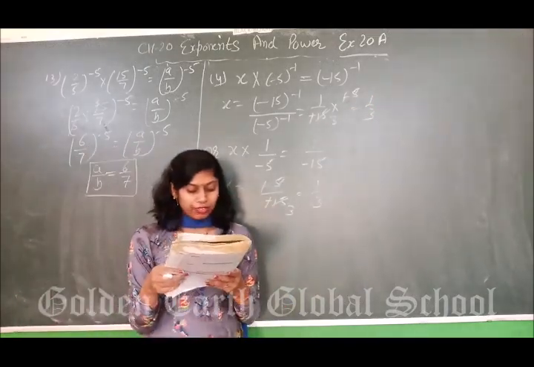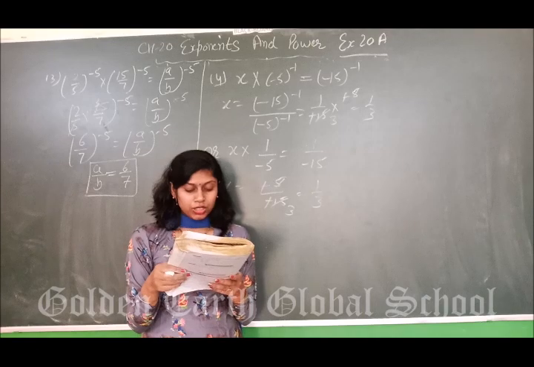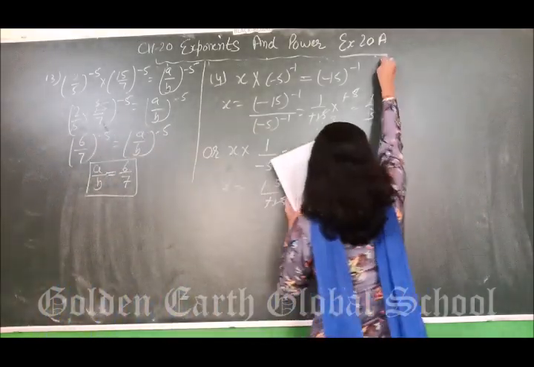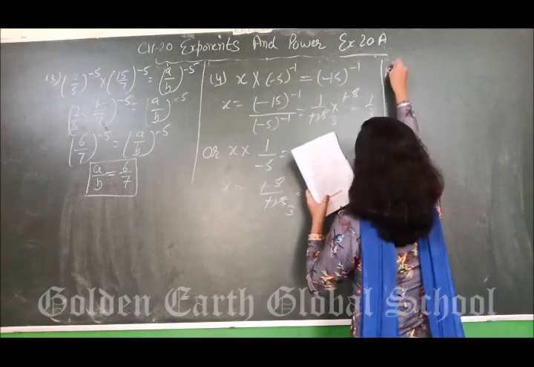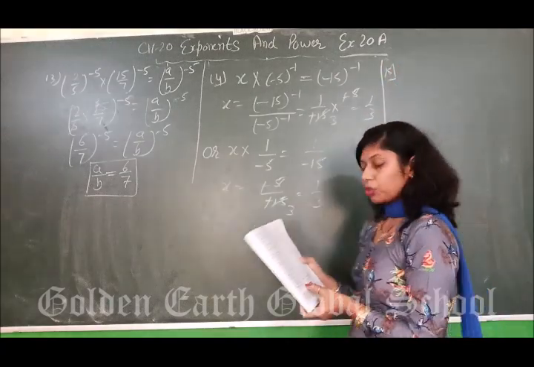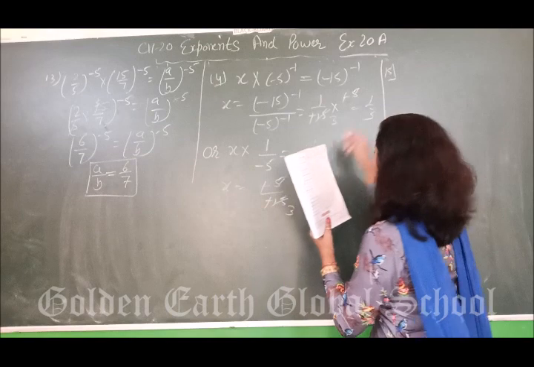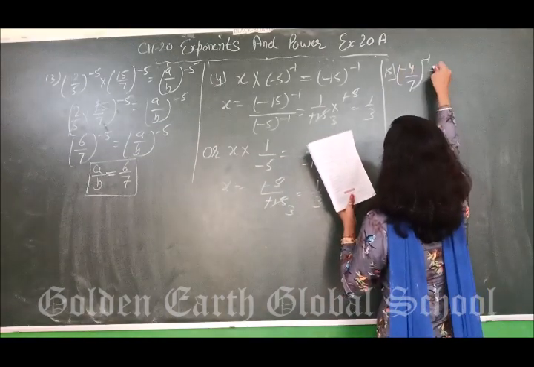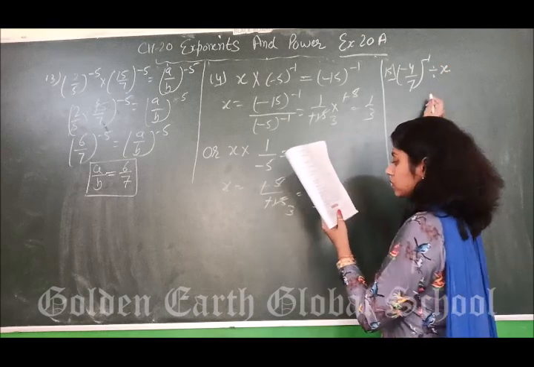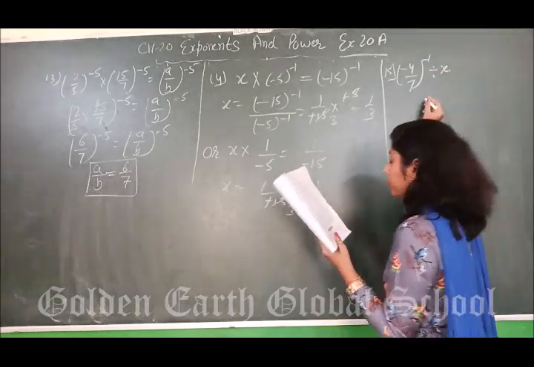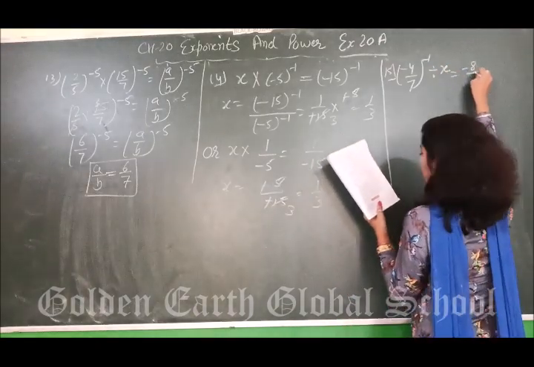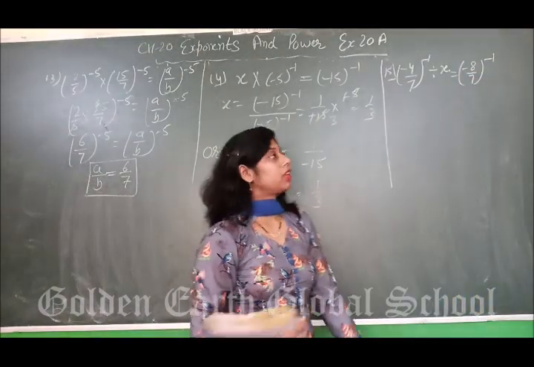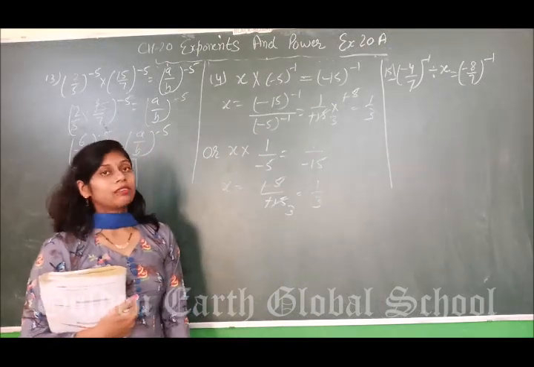Next question number 15. By what number should this be divided? This number should be divided by which number? Minus 4 by 7 raised to power minus 1. Divide, we will choose the number x so that the quotient may be minus 8 upon 7 raised to power minus 1. So this is the statement. Again we have to find the value of x.